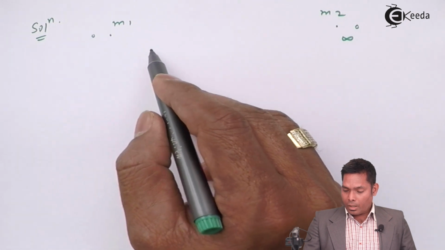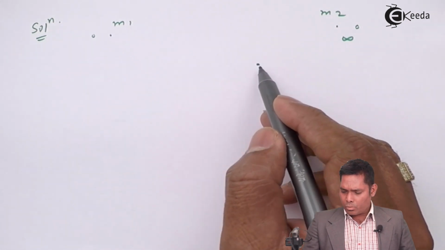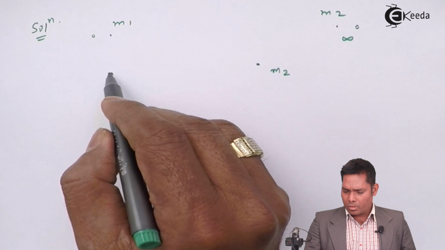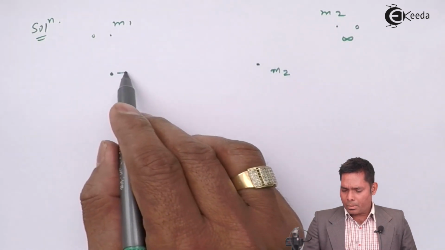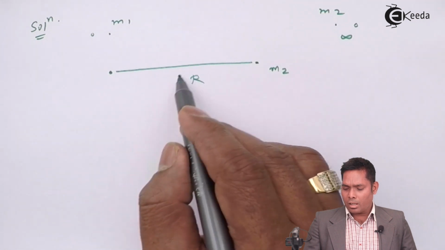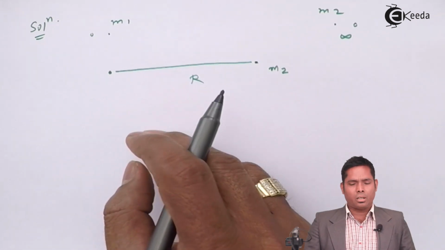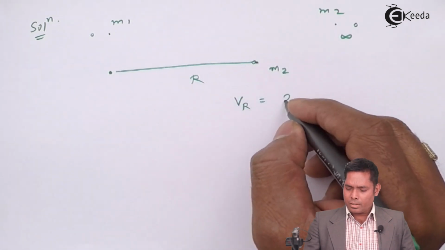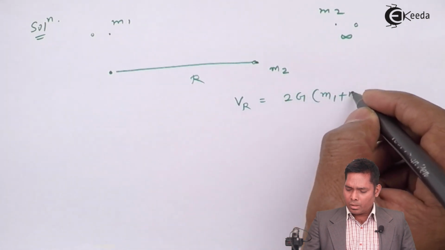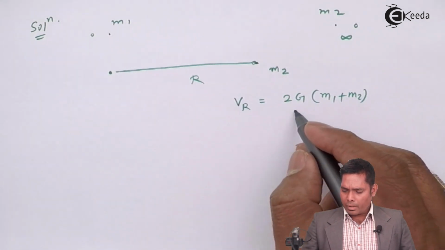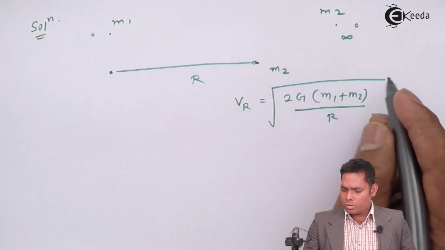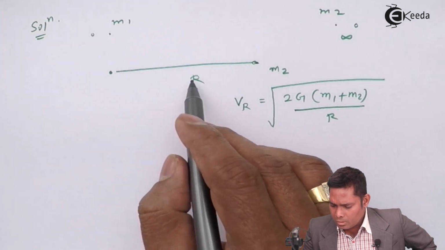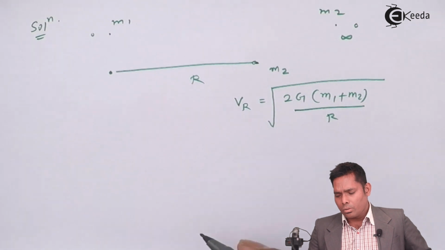and at a certain instant, suppose m2 is here and m1 will obviously move towards each other, but I'll keep m1 constant at a particular point. At a particular instant, when the separation is r, this r is the instantaneous separation, the relative velocity Vr, you have to prove that it is under root 2G(m1 plus m2) divided by r. This is the velocity of approach at any instant of separation r.